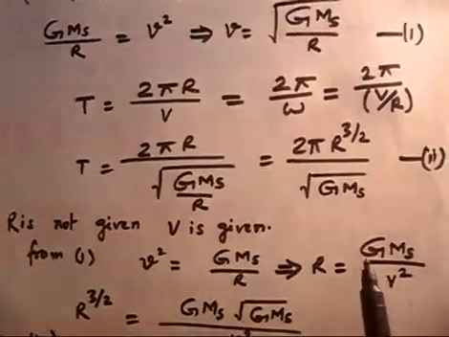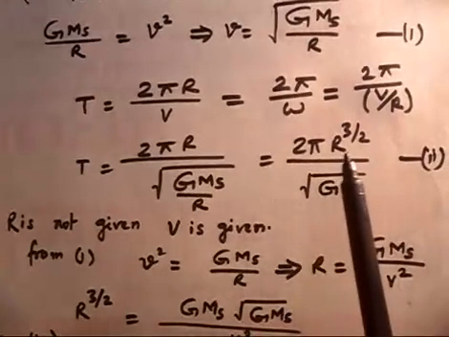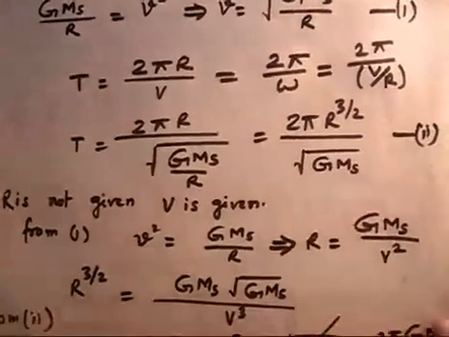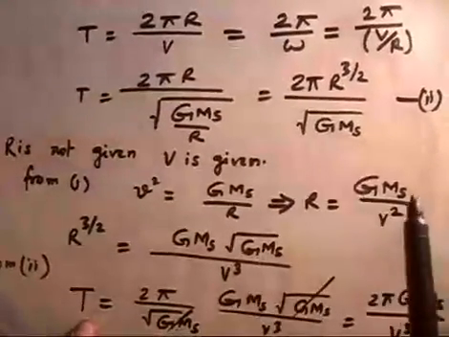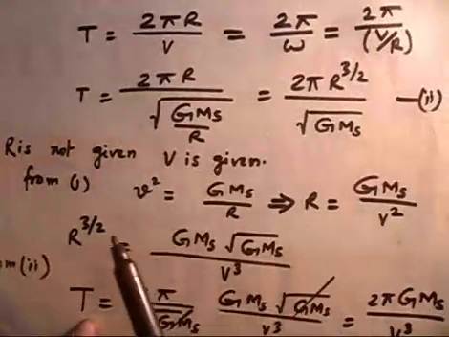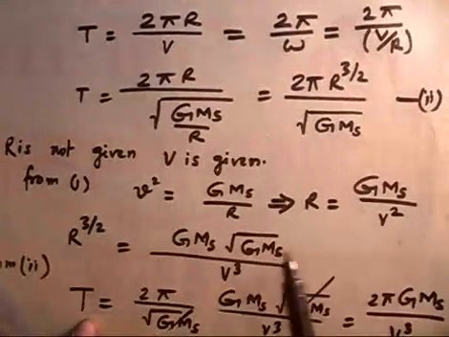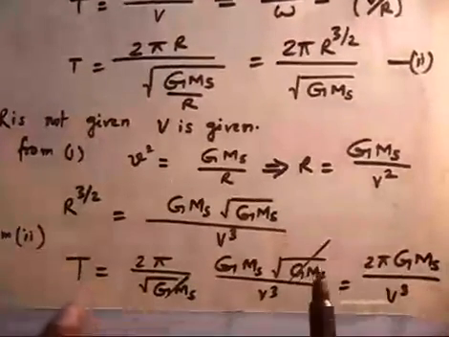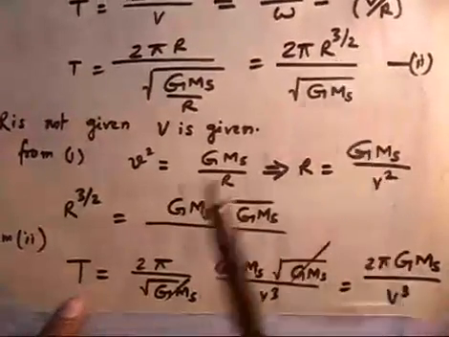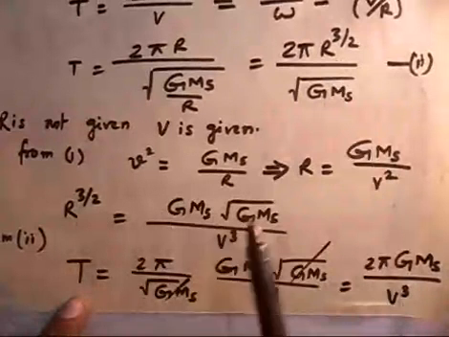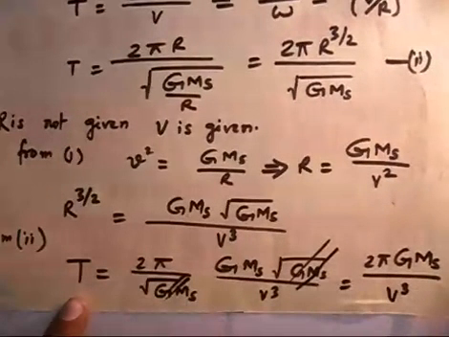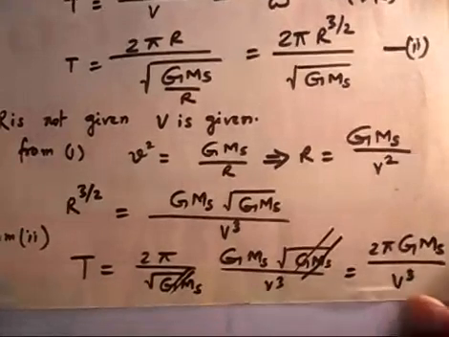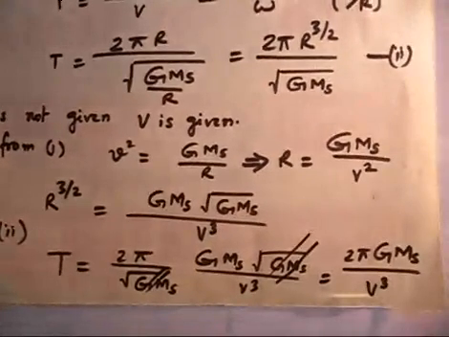Now if I plug the value of r here, I need r to the power 3 by 2. So r to the power 3 by 2 becomes GMs into under root GMs by v square to the power 3 by 2, which becomes v cube. If I plug this value of r to the power 3 by 2 here, GMs and under root GMs cancel out. Are you getting or not? So finally you have 2 pi GMs by v cube.